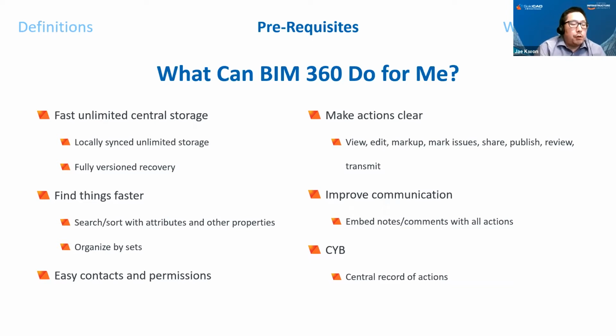So if you have a file corrupt, you can always get your older files back, or if you have an earlier option that you want to make current, you can always do that. You can find things faster because all your projects are stored in one environment. You can do searches and sorts according to various criteria, because in Windows you can't tag files or folders with different attributes, right? But you can in BIM 360. So we'll take a look at that as well.